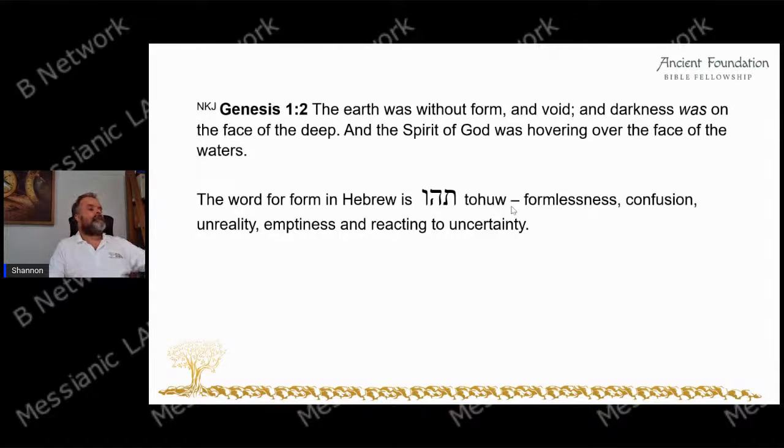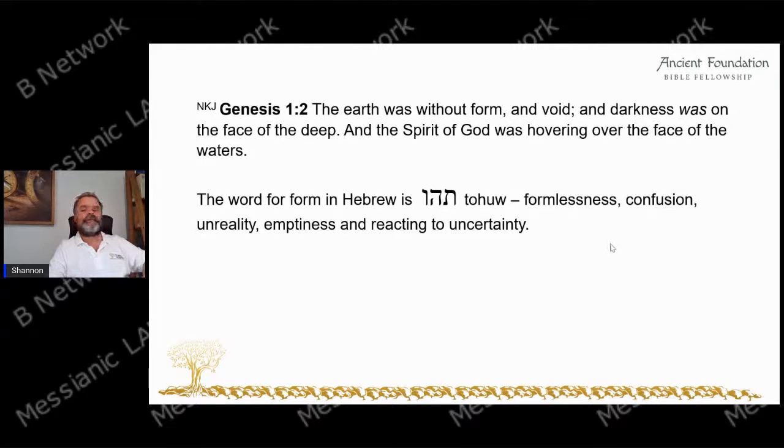So the earth was without form. So the word for form in Hebrew is tohu. Tohu. And it means formlessness, confusion. That's interesting. Unreality, emptiness, and also reacting to uncertainty. Just a little bit more meaning than the word form when you break it down is the Hebrew. Confusion, unreality, emptiness, reacting to uncertainty are all tied to this Hebrew word tohu.